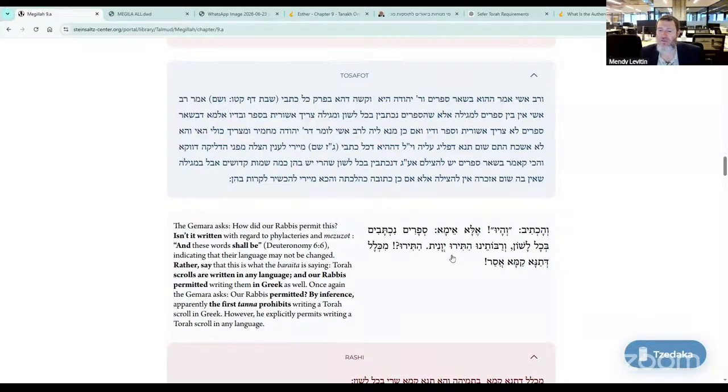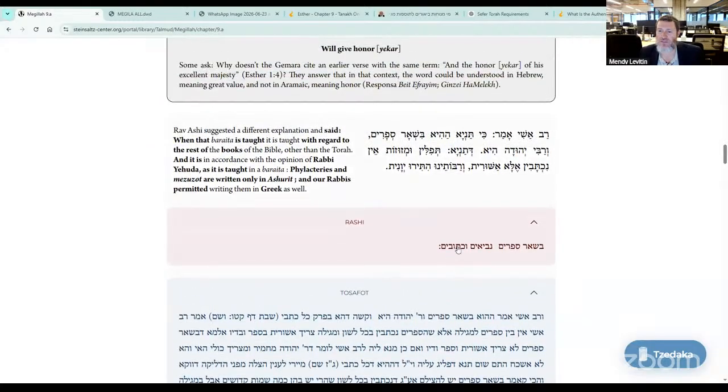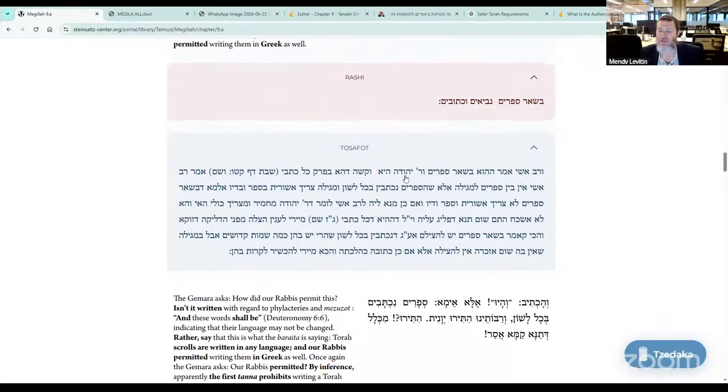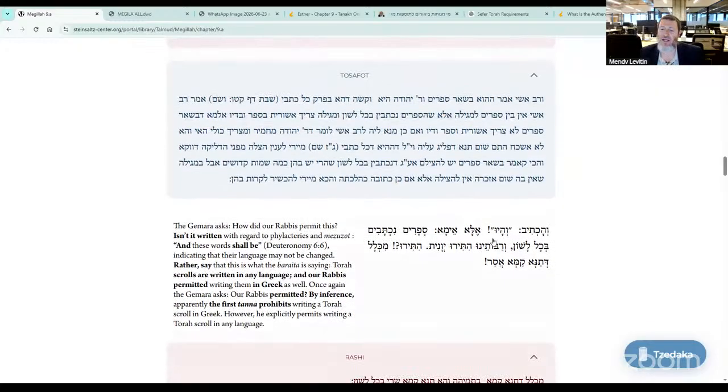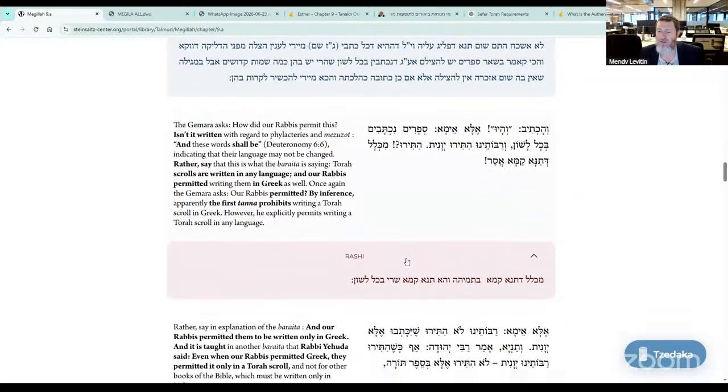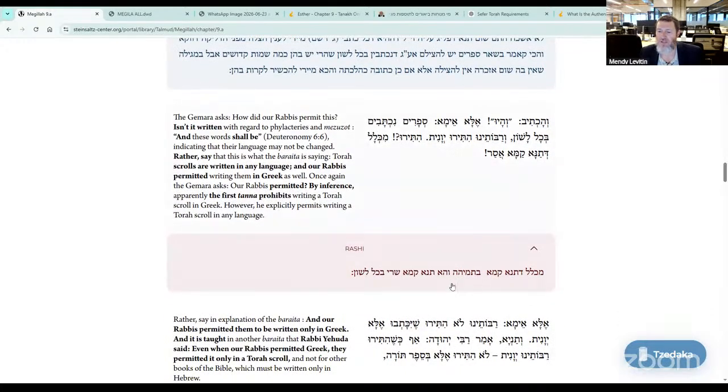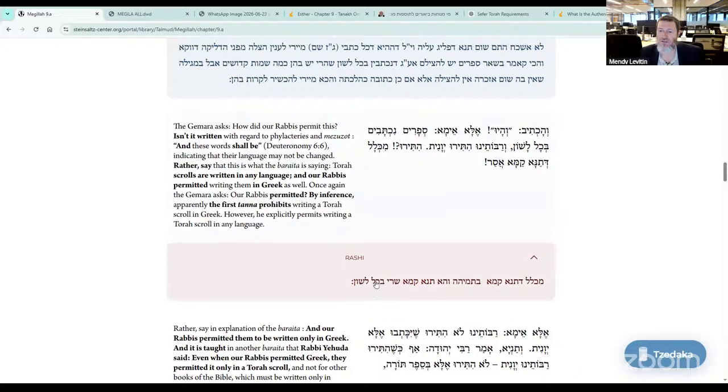This means that the initial opinion is that you can't. So what's the Brisa again? Tefillin mezuzahs ein nichtavim ela Ashuris. Rabbi Shimon ben Gamliel hitiru Yavanis is talking about the Sefer Torah, which means that the first opinion holds you can't write even a Sefer Torah in Yavanis. Miklal Tanakh sav b'Ashuris v'Tanakh shari b'chol lashon.